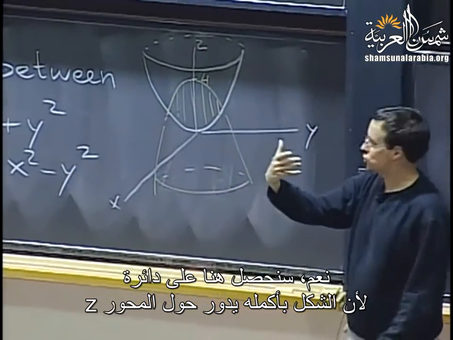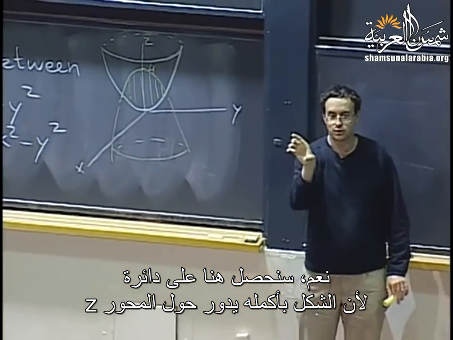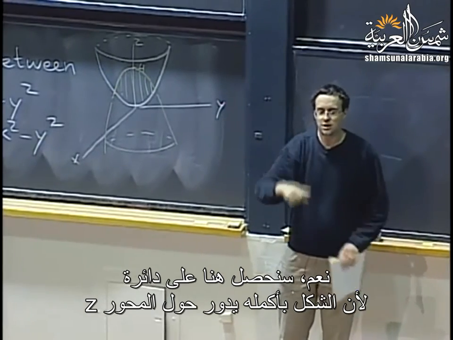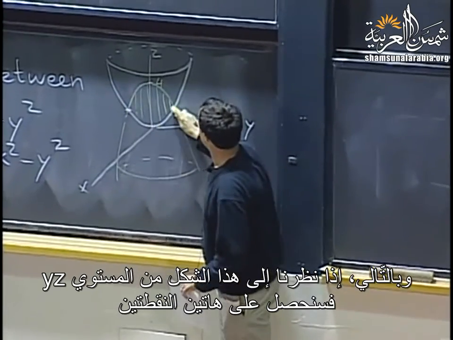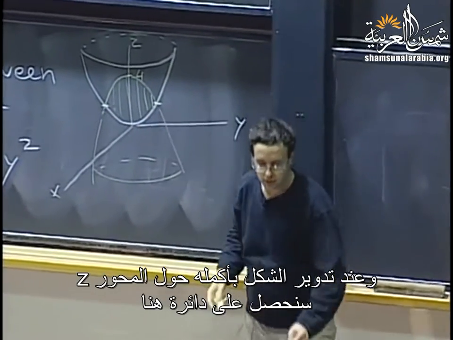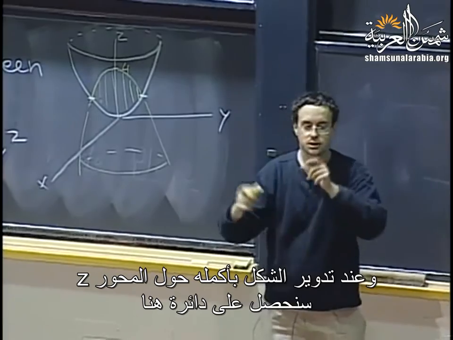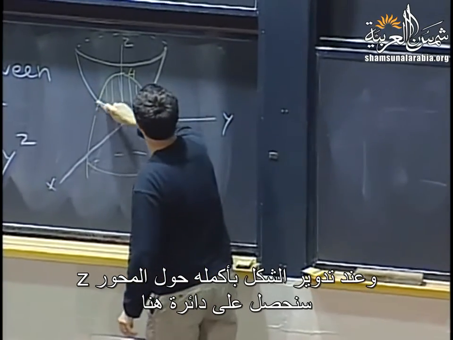Yeah, it's going to be a circle, because the entire picture is invariant by rotation around the z-axis. So if you look at the picture, just say in the yz plane, you get this point and that point, and when you rotate everything around the z-axis, you will just get a circle here.